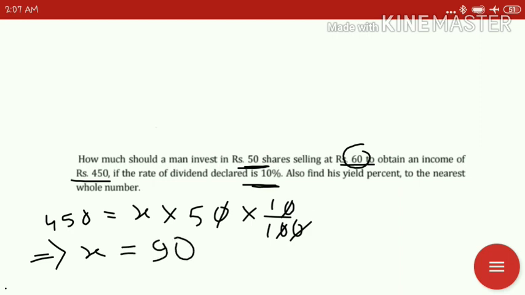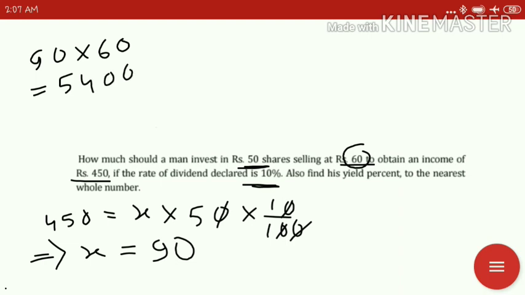And now you need to find out how much money he has invested. So investment means number of shares, that is 90, into the market value, that is 60. If you do the multiplication, you will get 5400.